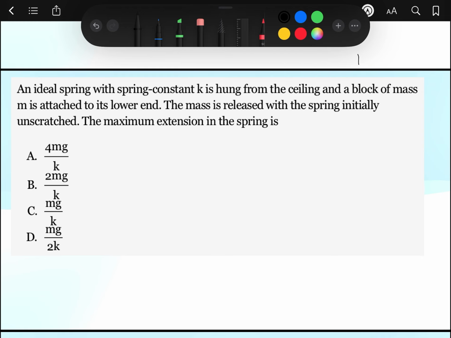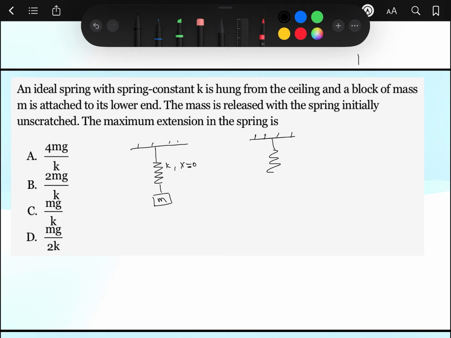So here is the situation. This is our ceiling here. Initially, let us suppose this is our spring and we have connected a mass M here. The spring constant is K and let me call the extension in the spring 0, so it is unstretched. Then after releasing this mass M, what will happen? There will be an extension in the spring.